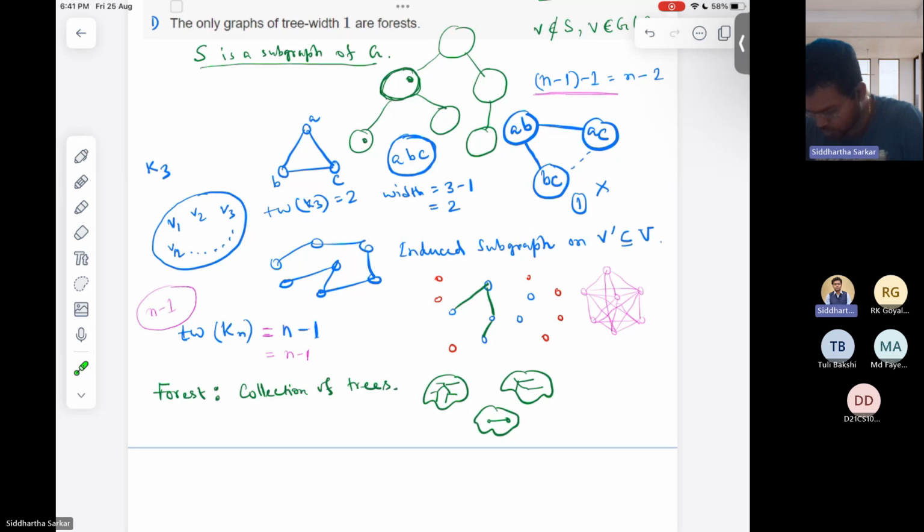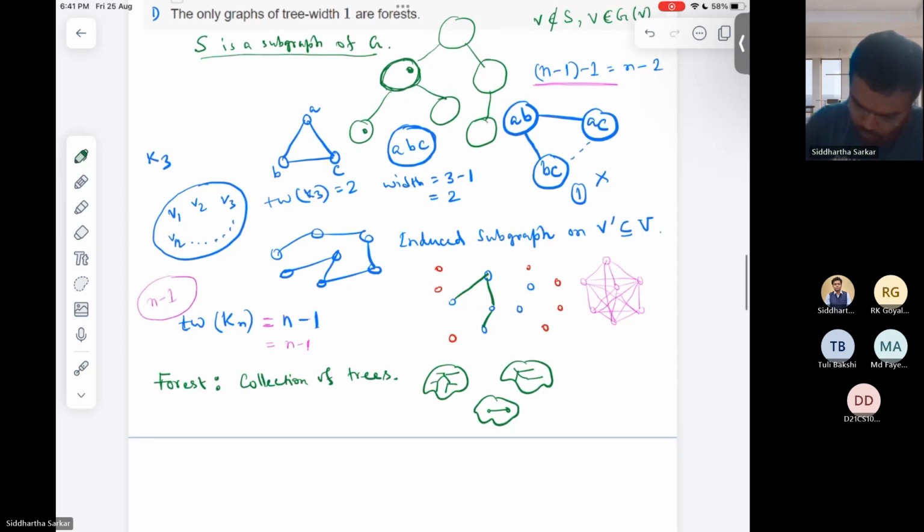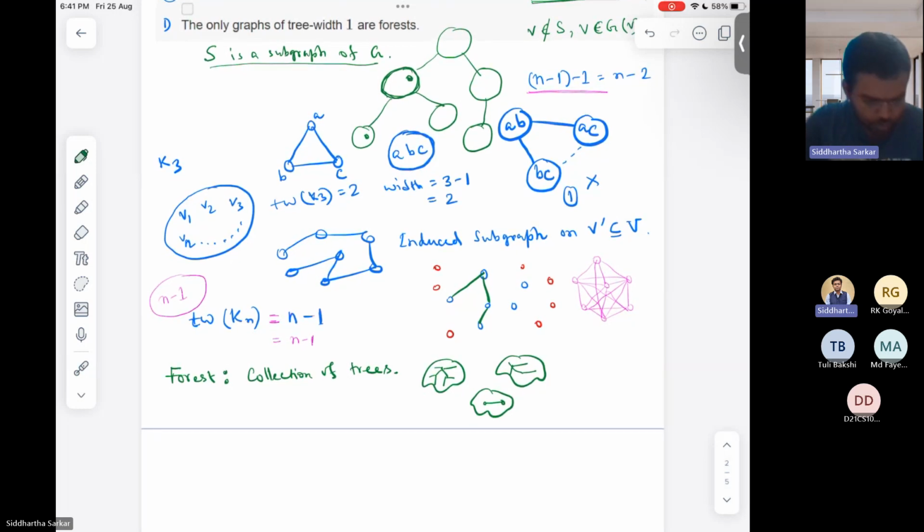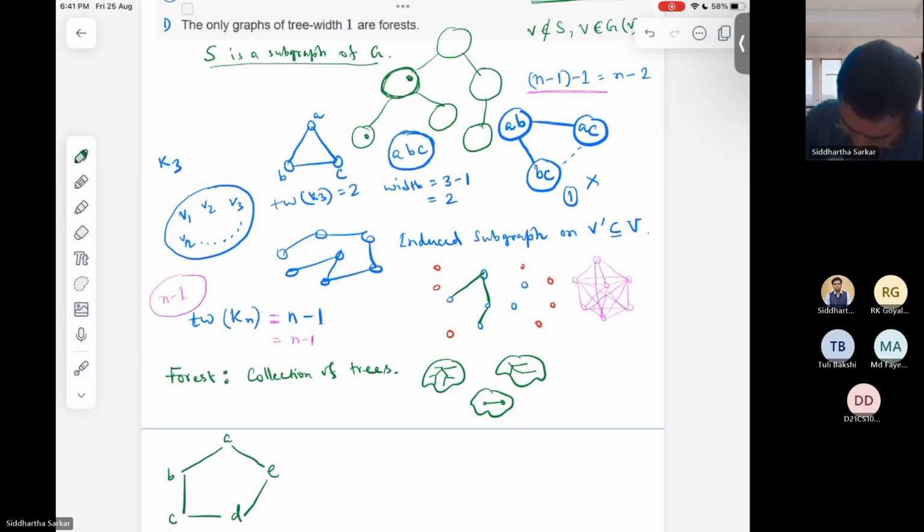So I'll just draw something for you. This is the tree decomposition for C5. Okay, I want to keep the question within our view. So let's draw C5. This is C5. And the tree decomposition looks something like this.